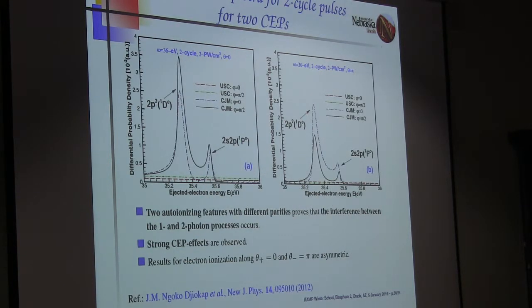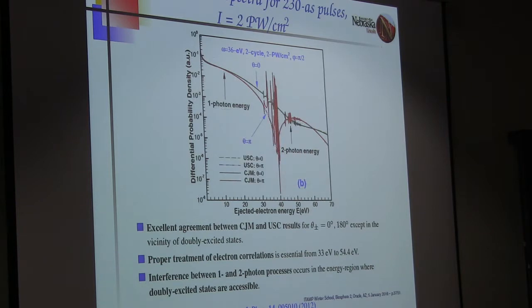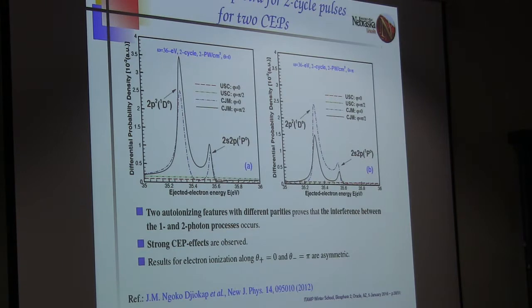I can blow up that region. So this is a fine energy scale between 35 and 36 eV. So here is 35 and 36. So right in this energy region, right around there, is where we're focused now. And you see remarkably that you have peaks that you can identify as the 2s2p singlet P odd doubly excited state of helium and the 2p squared singlet D even state of helium.